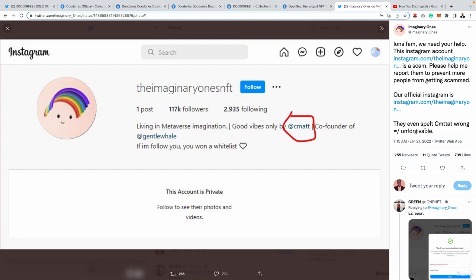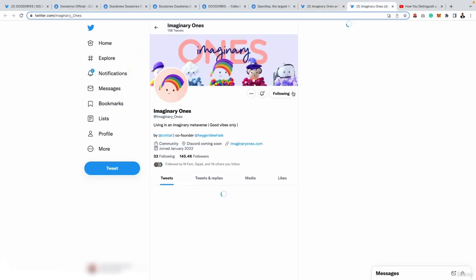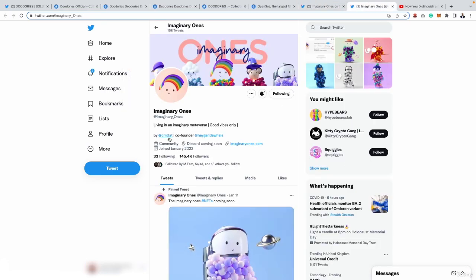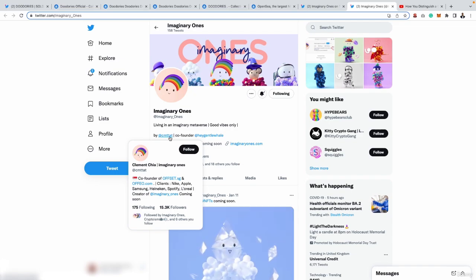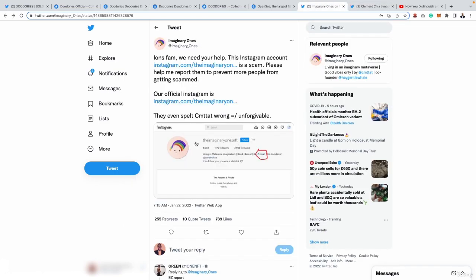They put CMATT when, of course, if you go over to the bio for Imaginary Ones, you can actually see the guy's name is CMTTAT. So this is the guy who actually is behind the NFT project. So again, this is a very clear example of a scam, and it's very sad at how many people are going to be following this account.